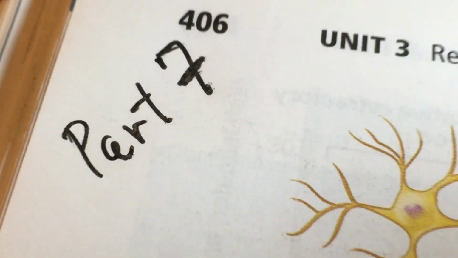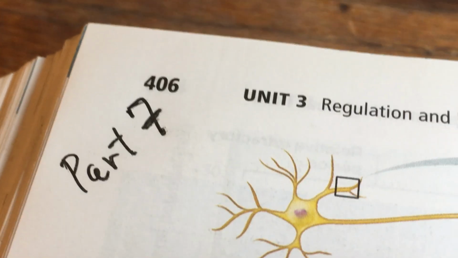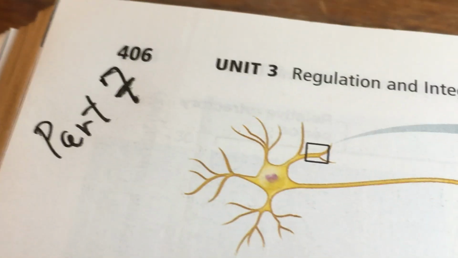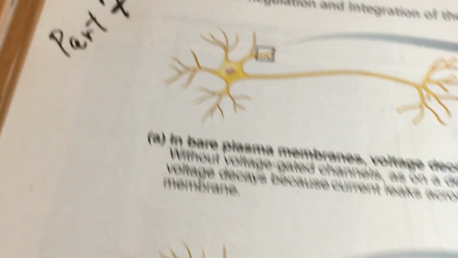It's part 7 of the neural tissue. We've had the action potential in terms of the resting potential. We've had first the resting potential, then the action potential. We've learned about refractory periods.